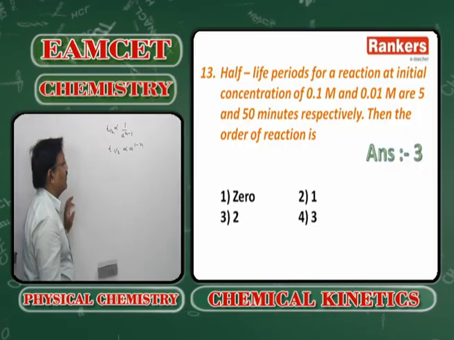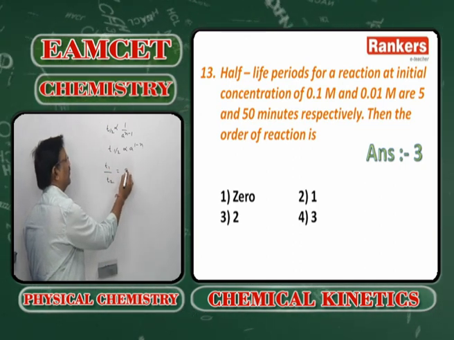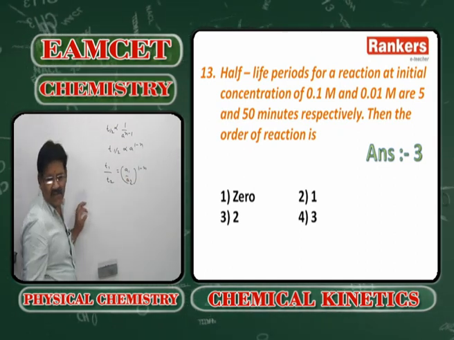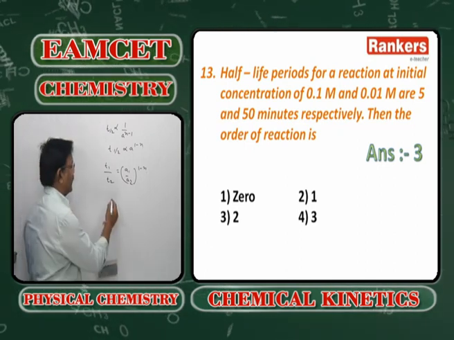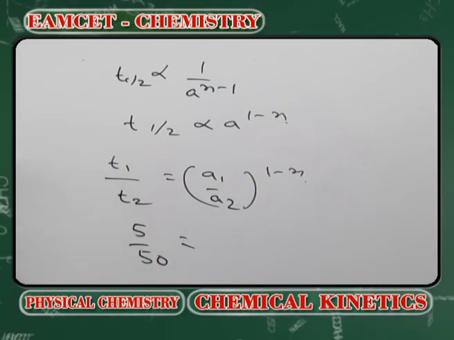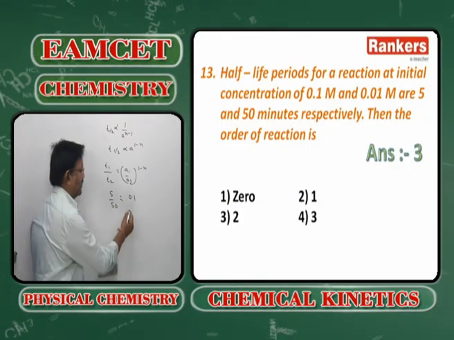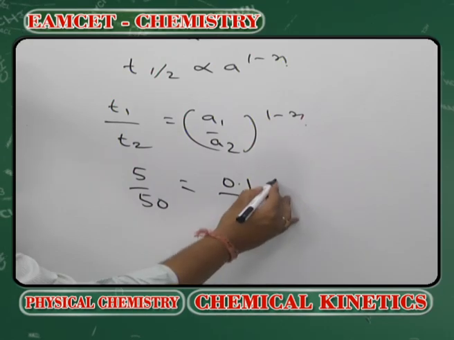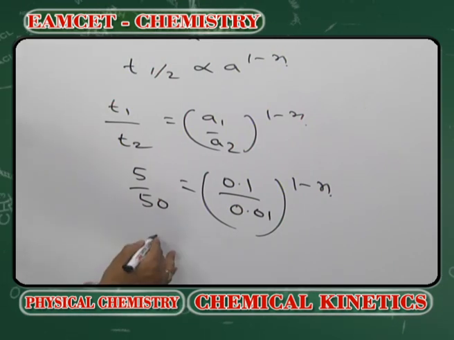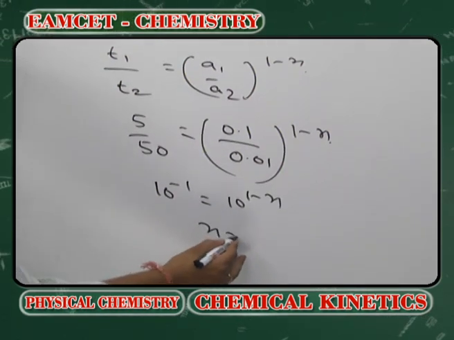Now what is the a1 here? So t1 by t2 is equal to a1 by a2 to the power of 1 minus n. What is t1? 5 by 50. What is a1? 0.1. What is a2? 0.01. 1 minus n. So 10 to the power of minus 1 is equal to 10 to the power of 1 minus n, n is equal to 2.